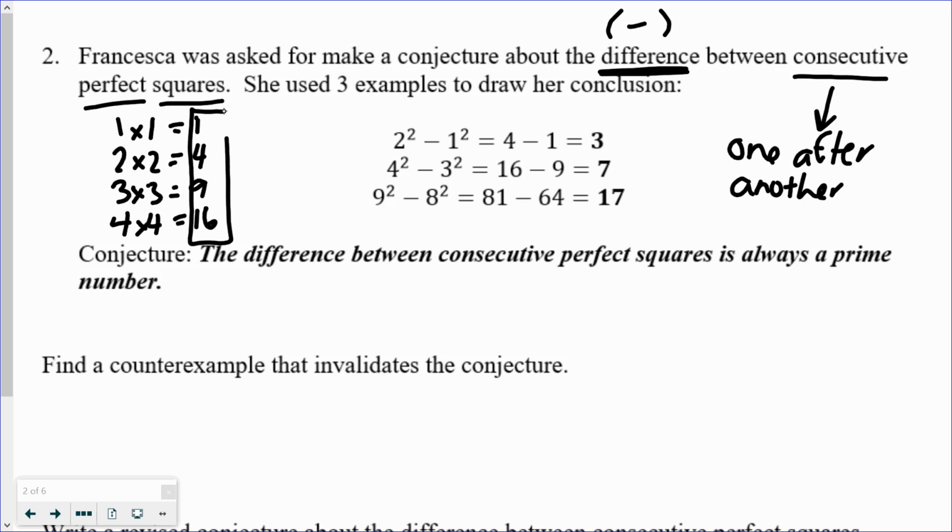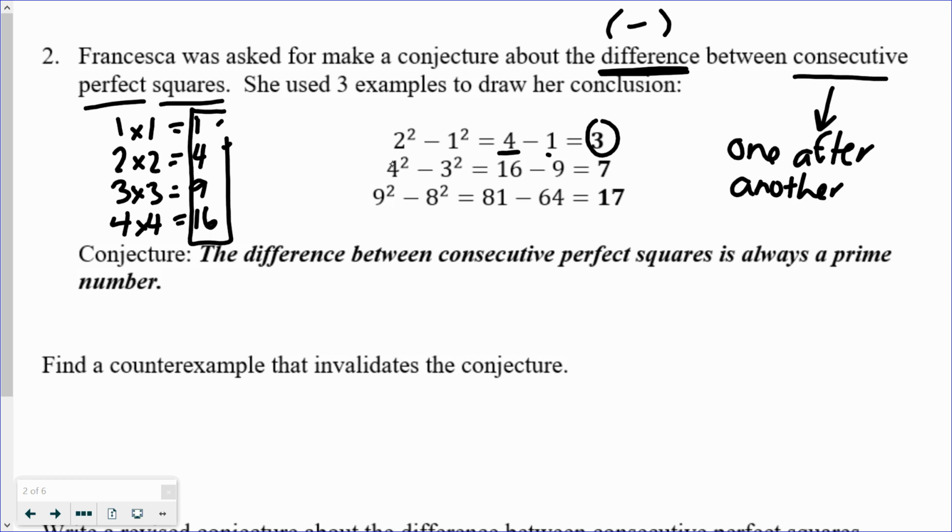So she looked at 2 squared, again, difference. So 2 squared subtract 1 squared. So 2 squared is equal to 4. 1 squared is equal to 1. Okay, I did both of those there. And so the difference between those is 3.